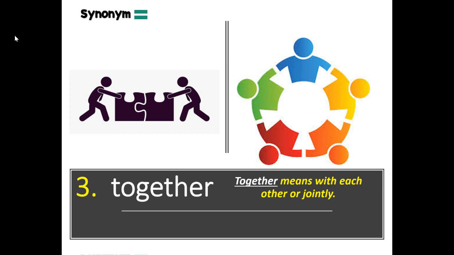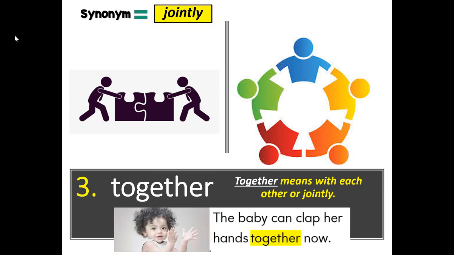So a synonym or word that means the same is jointly. The baby can clap her hands together now. You could also say the baby can clap her hands jointly, or she can join her hands together. Jointly has the root word join. So when you join, it means you put them together. The baby can clap her hands jointly now.